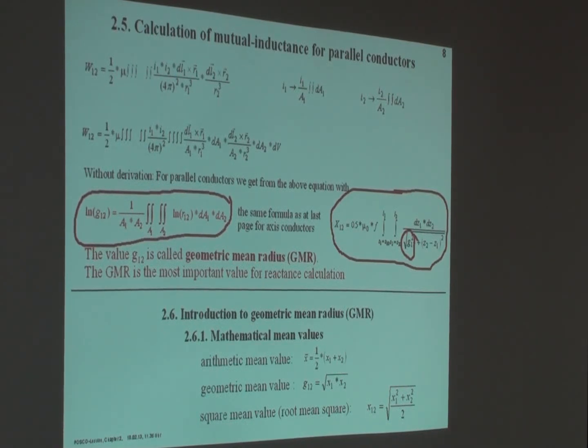All electrical measurements show the root mean square, but we will only discuss what is a geometric mean value, how I get the geometric mean value of two values. Example: X1 is 10, X2 is 20, G is the root of 10 times 20.